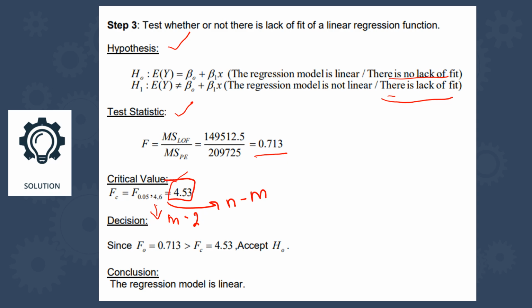And to get this value, you refer to your statistical table for the F distribution. So we have this value, 4.53. So the decision rule here: since our F statistic is less than the critical value, we fail to reject H null. We accept H null, in other words. So what we can say here is the regression model is linear, or normally we can say there is no significant lack of fit in the model. So meaning that our model fits the data well.